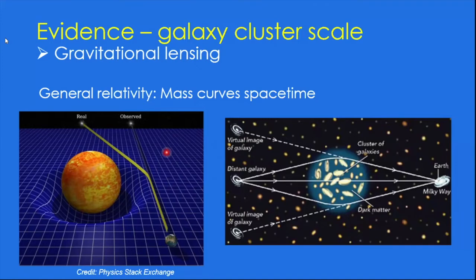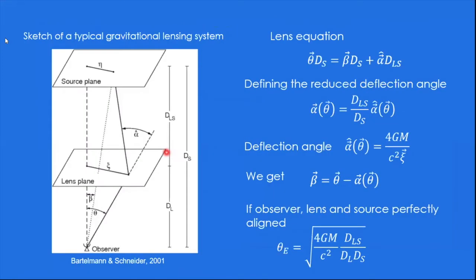Using gravitational lensing, we can determine the total mass of the lens. This is a typical sketch of a gravitational lensing system. A mass concentration is located at the distance dl from the observer here. This lens deflects the light rays coming from a source at distance ds. So you can prove that from the geometry, we have this relation here. Alpha with hat here is the deflection angle, the deflection angle of light that we learned from general relativity.